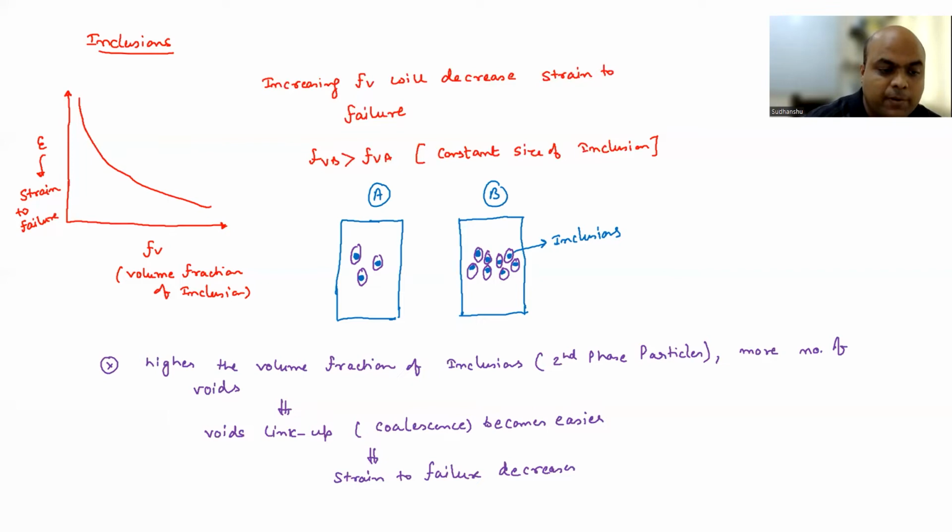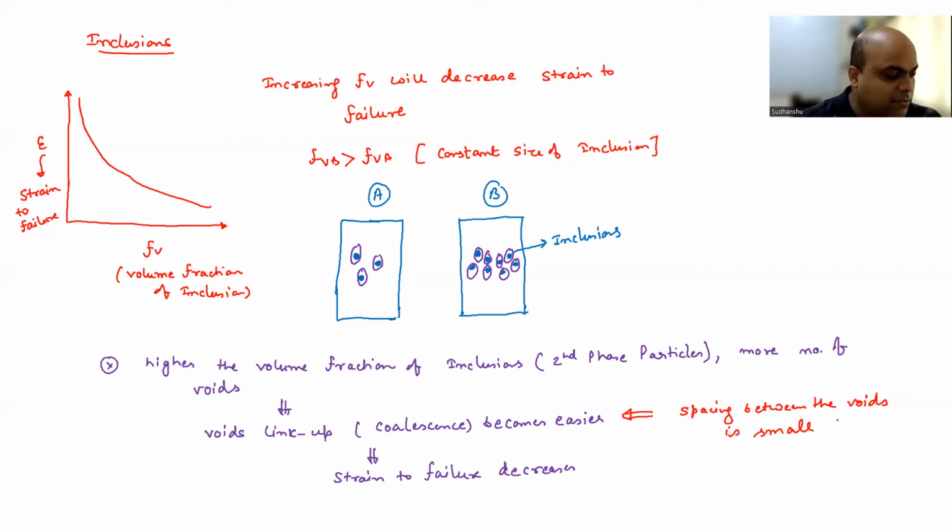Right? More voids are forming because you have more volume fraction of inclusions, and this void link up becomes easier, right? Because the spacing between the voids is small. Okay. So in B, it becomes easier for void link up. So strain to failure is going to decrease. So this is the case when you have constant size of inclusions.